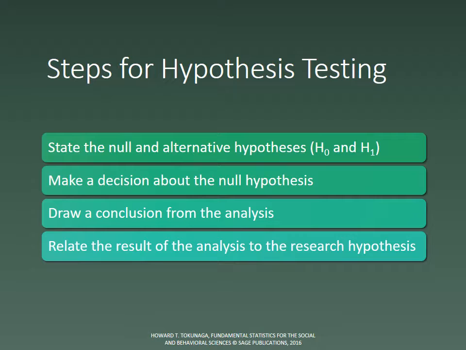In hypothesis testing, there are 4 major steps. Our first step is to state the null and alternative hypotheses. The next step is to make a decision about the null hypothesis, then to draw a conclusion from the analysis, and then relate the result of the analysis to the research hypothesis, or the research question.